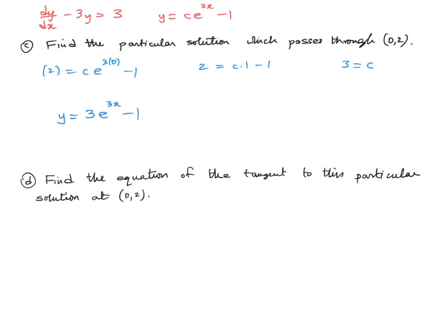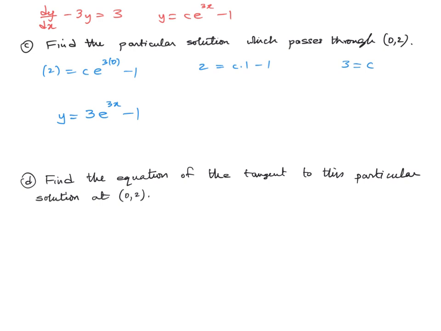Now the last part says find the equation of the tangent to this particular solution at (0, 2). When we find the equation of a tangent line, you need to know the point, which we have, and conveniently it's the y-intercept, and then you need to know the slope of the tangent line, which we find by taking the derivative. Now, the hard way to do this problem is to take the derivative of this function and plug in x equals 0 and see what happens.